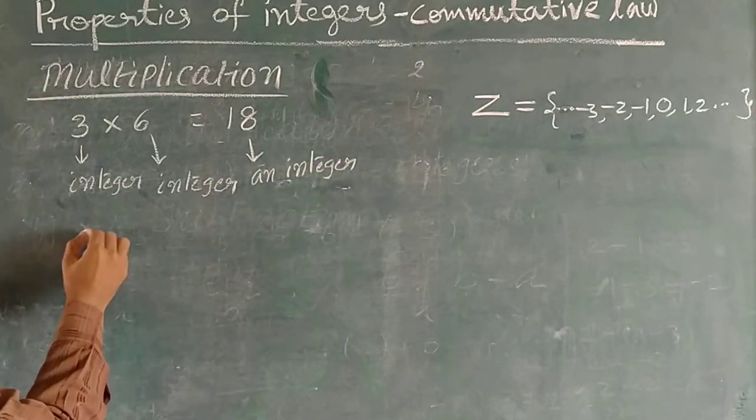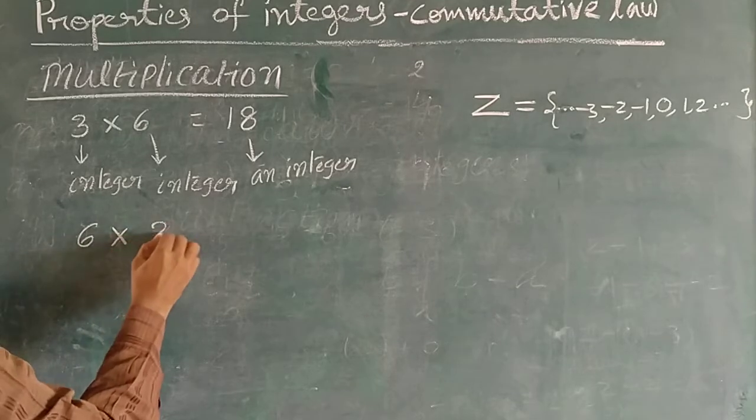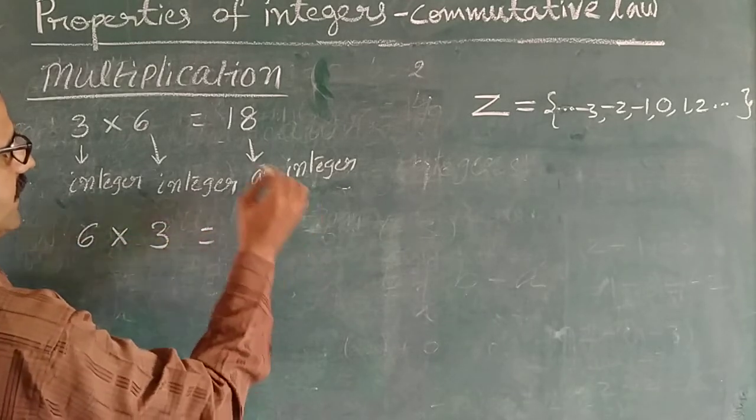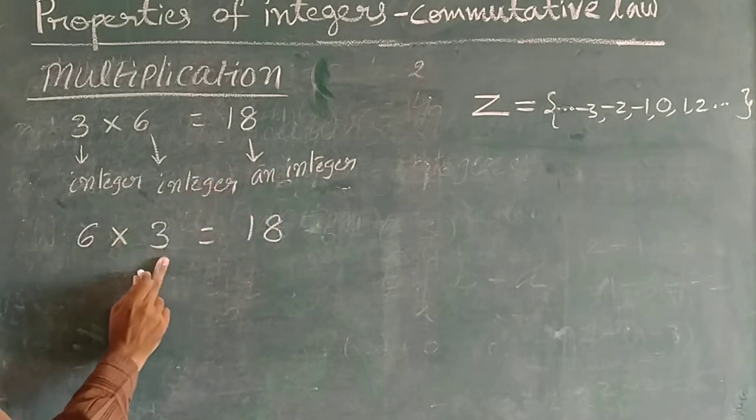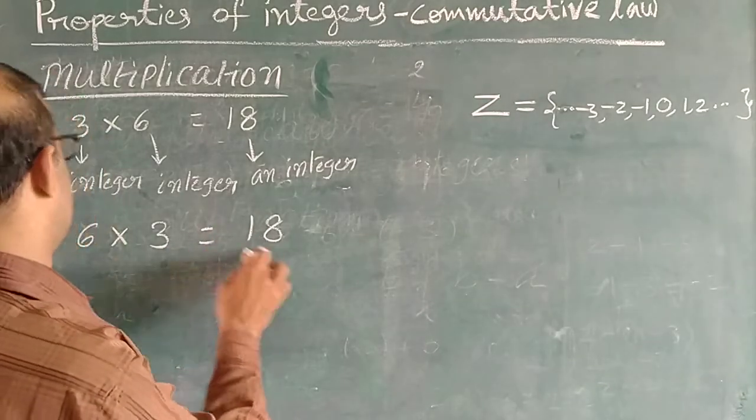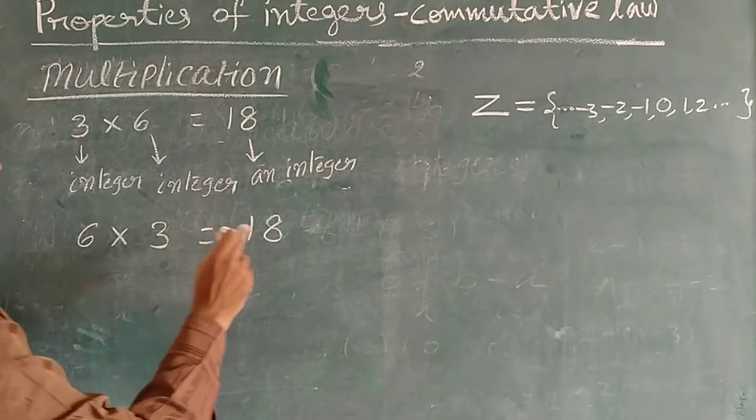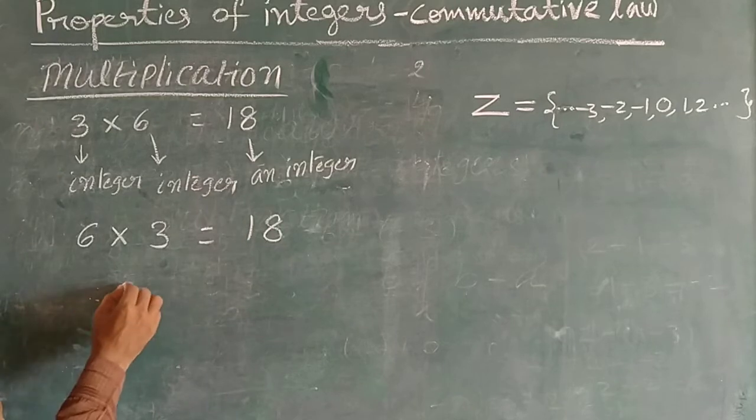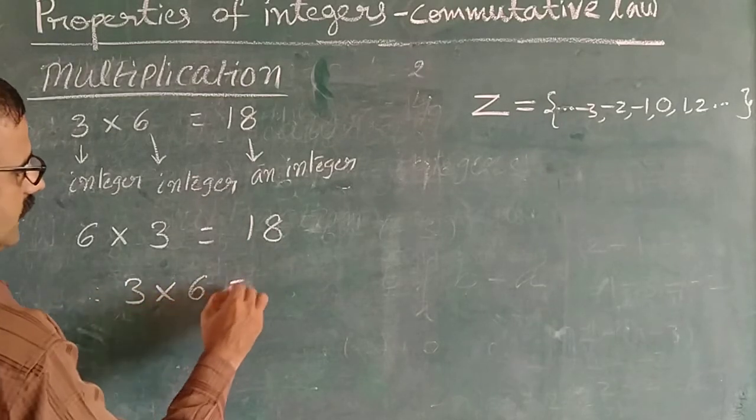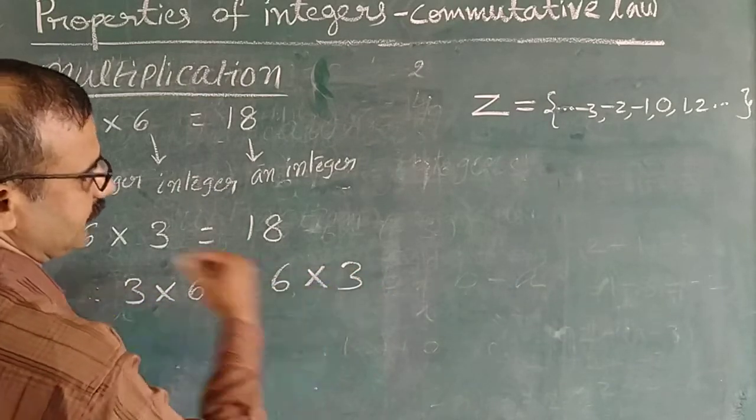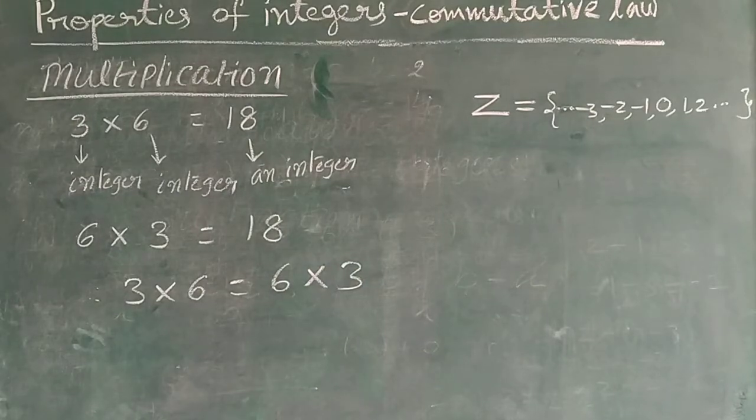Okay. Next, change the order: 6 into 3. 6 3 is how much? 18. So 6 is an integer, 3 is also an integer, 18 is also an integer. Positive integer into positive integer gives a positive integer. So therefore 3 into 6 equals 6 into 3.